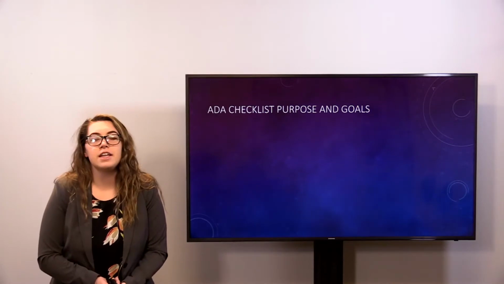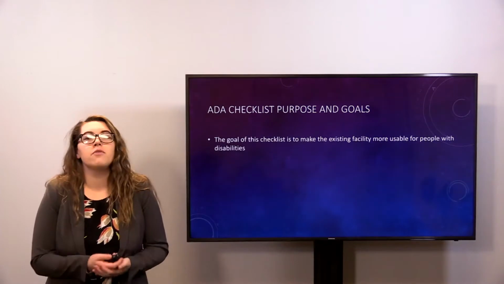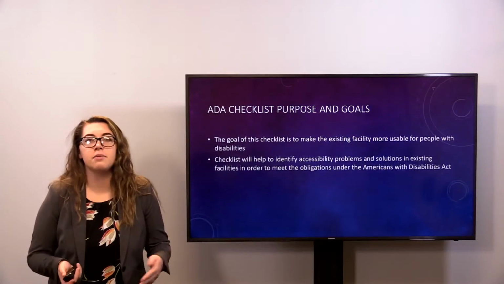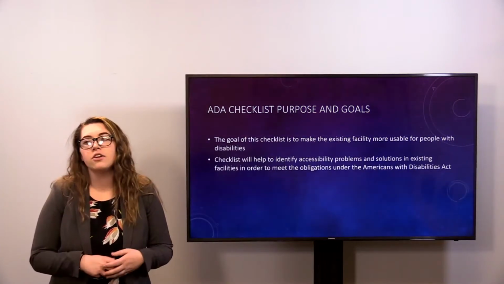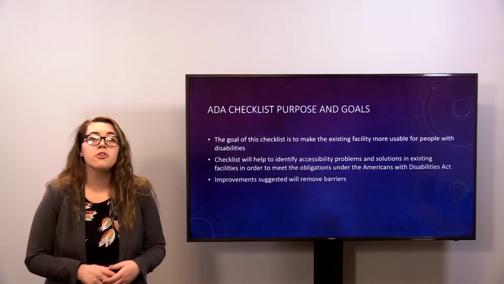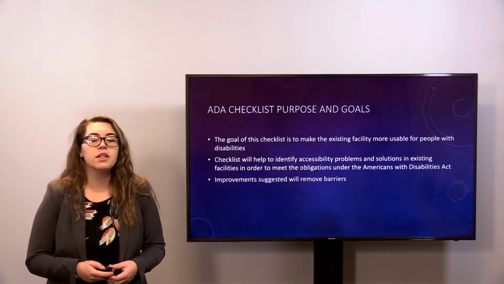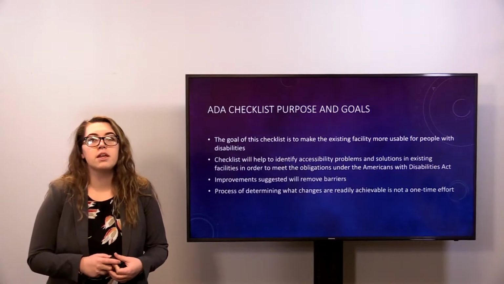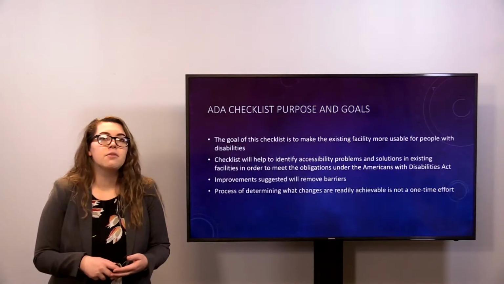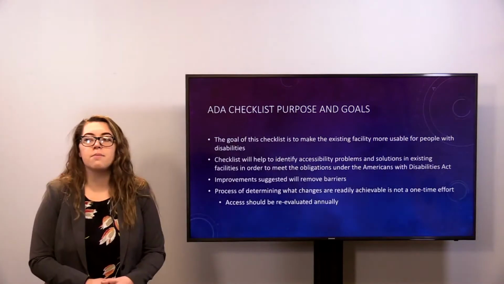So the purpose of the ADA checklist is to make sure that existing facilities are more usable for people with disabilities. The checklist helps to identify accessibility problems that the building may have under the obligations in the Americans with Disability Act. The improvements that are suggested in this video will help to remove barriers that are currently in place in the building, and the process of determining what barriers are readily removable is not a one-time effort. The barriers need to be reevaluated every year in order for the building to be at its peak.